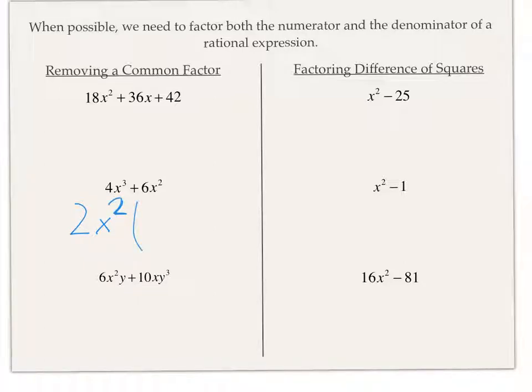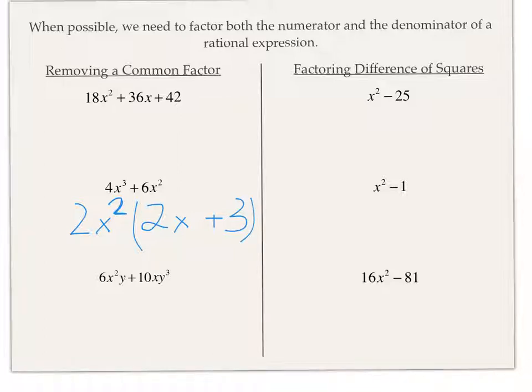And then I draw a bracket. And I think, okay, what do I have to multiply 2x squared by to get 4x cubed? So what would I have to multiply 2 by to get 4? 2. And what would I have to multiply x squared by to get x cubed? X. Okay? So there's already 2 x's. We want 3, so I just need to multiply by 1 more. That's the thinking that you should be doing. And then 2x squared to get 6x squared, I'd have to multiply it by 3. Okay, so that's that one factored. That's called factoring by removing a common factor.